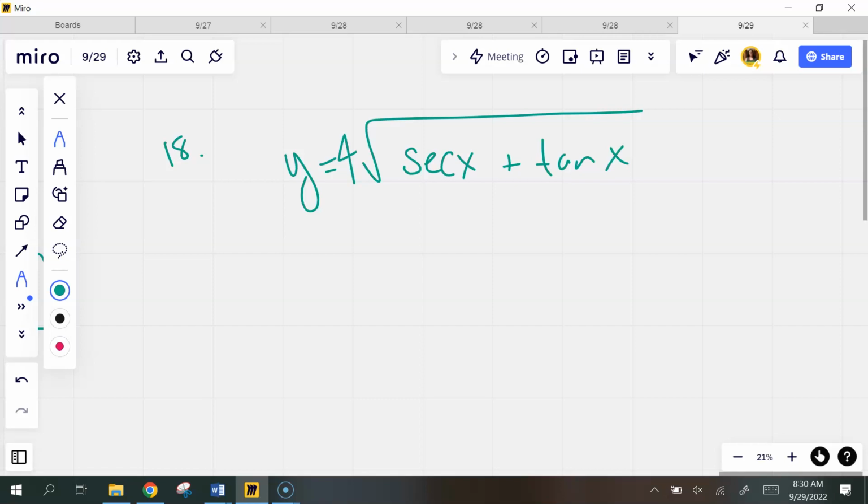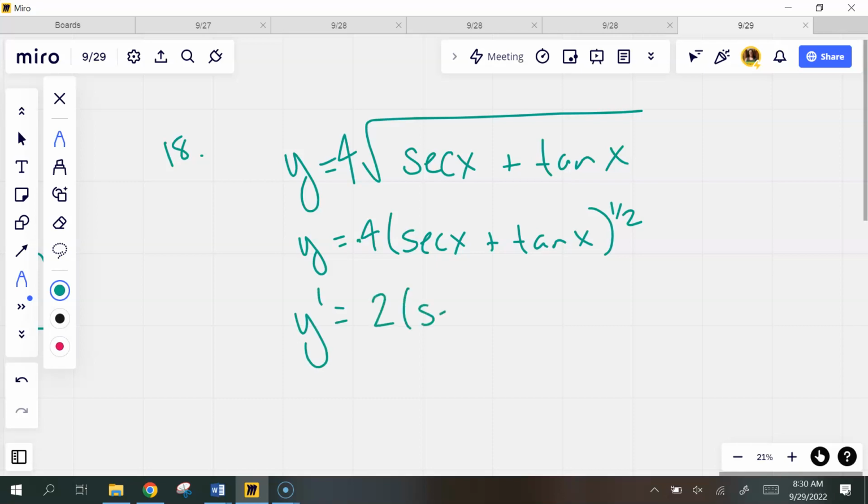Looks worse than it is. It really does. Square root's nothing more than an exponent, right? So I'm going to change it just so that you can really see the power rule and the chain rule work. Power first. A half times 4, 2. Leave everything inside alone. Negative 1/2. Now multiply by the derivative of the inside.